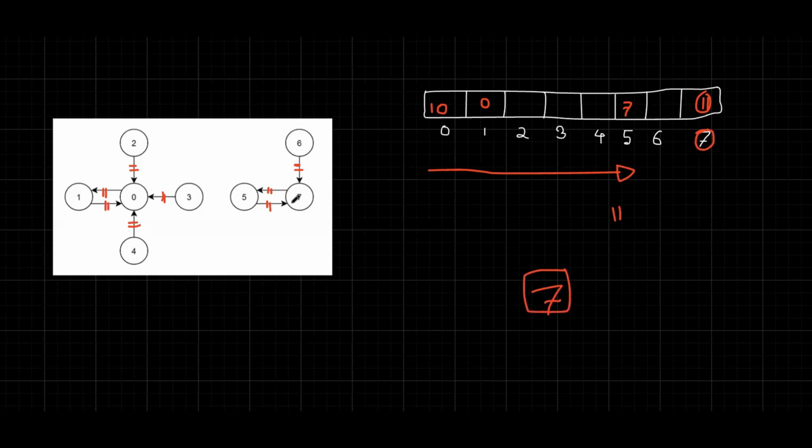That means for node 7, the edge score is maximum because node 5 and node 6 are both pointing to 7 and the summation will be 11. So 7 has the maximum edge score. I hope you understood the algorithm. Now let's move on to the code.